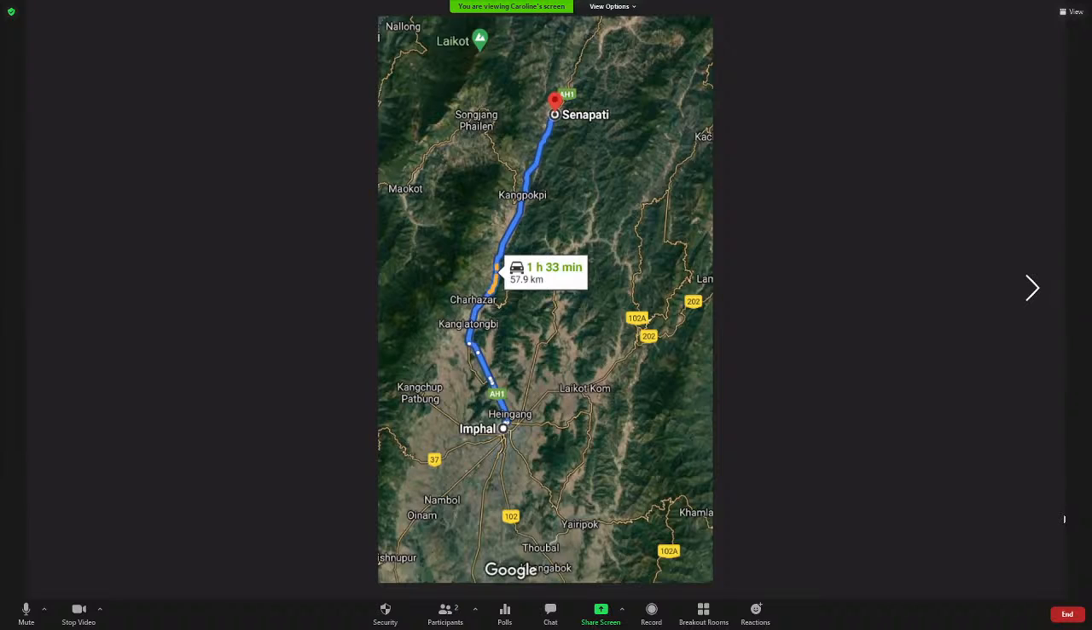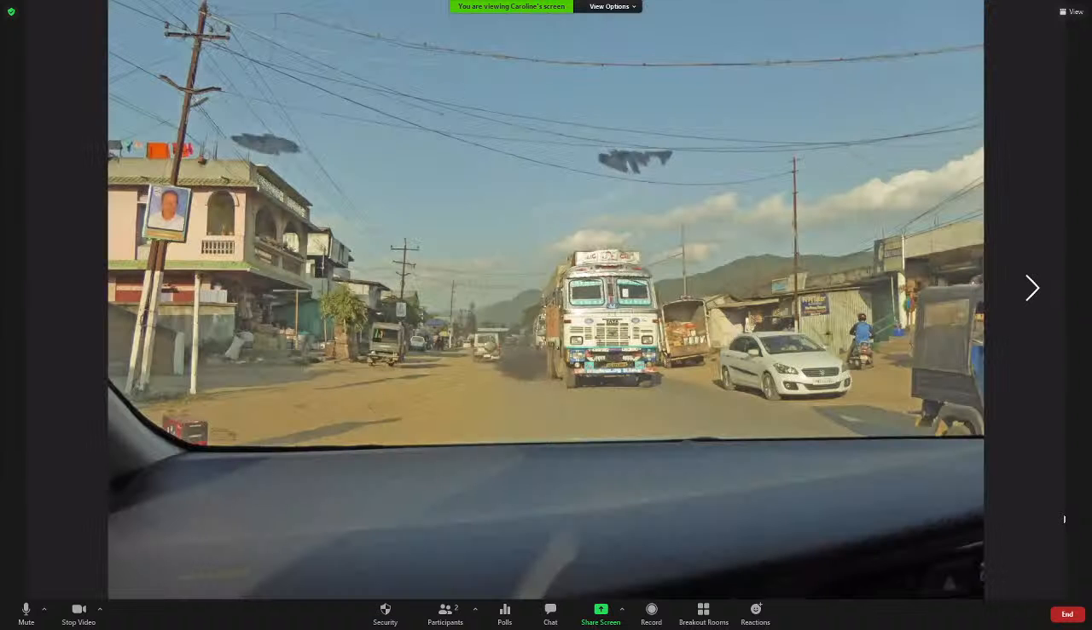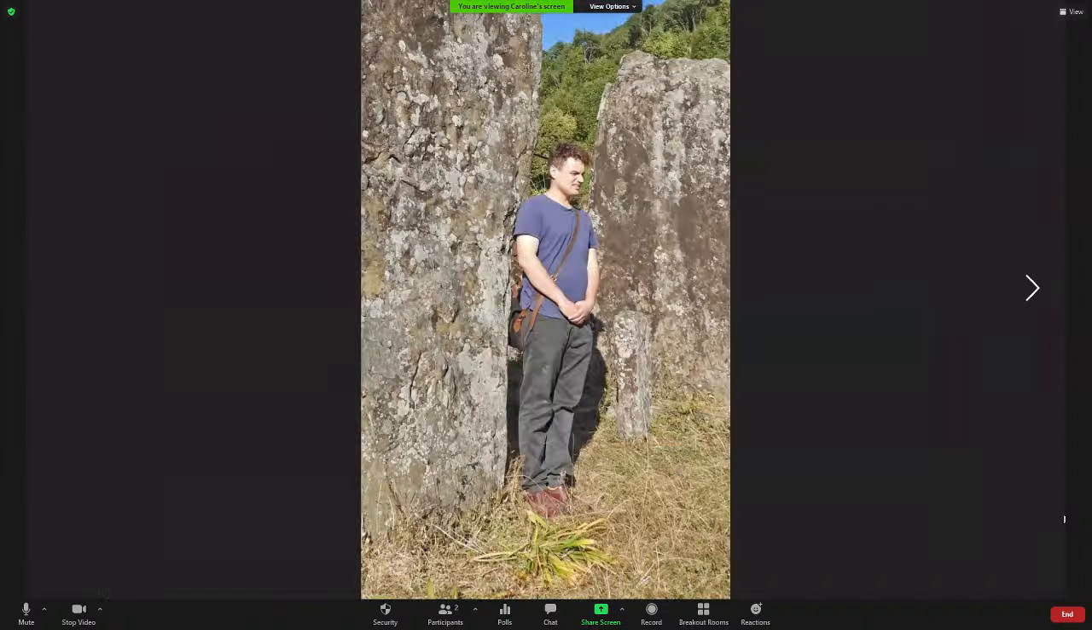Senapati is a small town, well, quite a big town actually, on the Naga Hills. The road's quite good. That's the main road from Imphal to Kohima, and it's got quite a good surface most of the way.